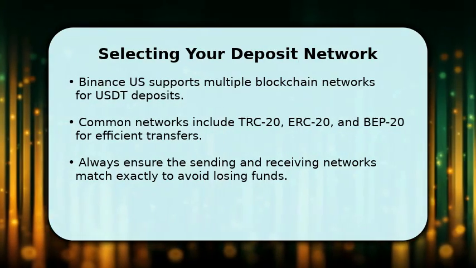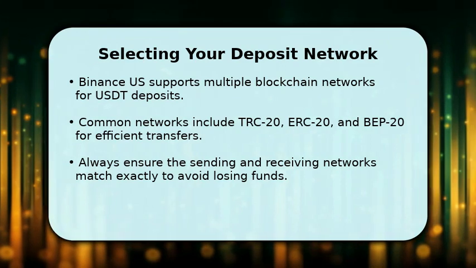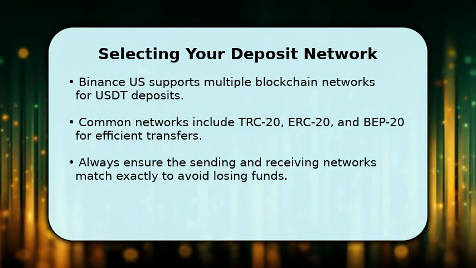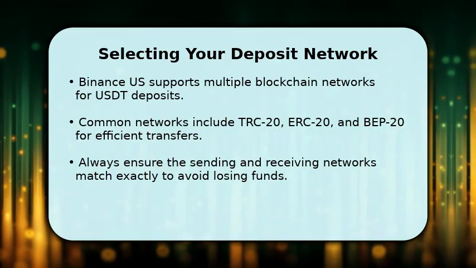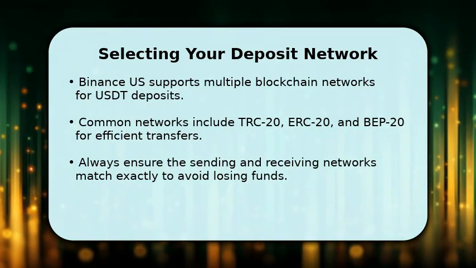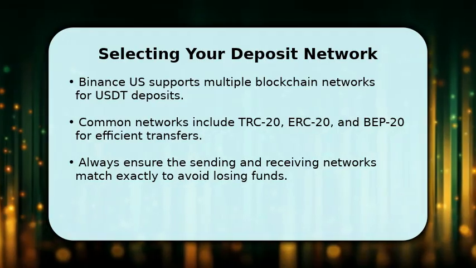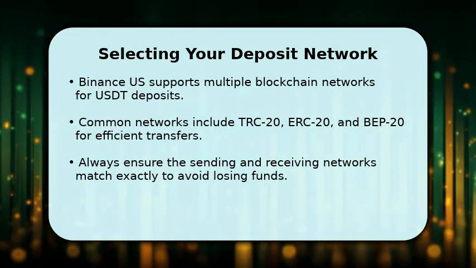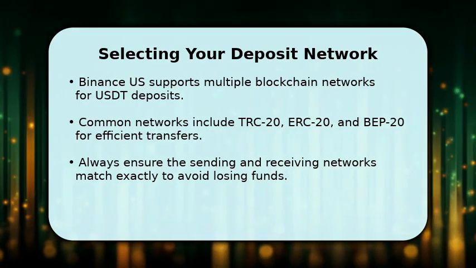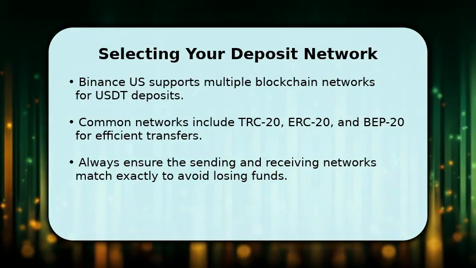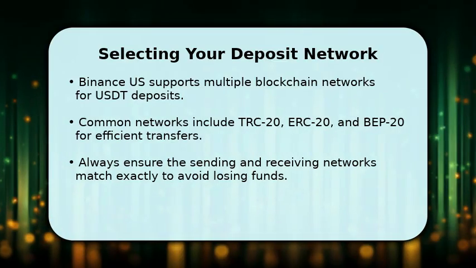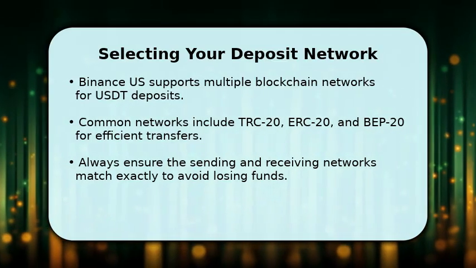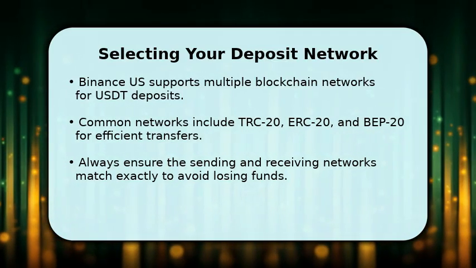Choosing the right network is a critical first step. Binance US supports several options, such as TRC20, ERC20, and BEP20. Each network has different transaction speeds and fees. It is absolutely vital that the network you select on Binance US matches the network from which you are sending your USD. A mismatch could result in the permanent loss of your digital assets.